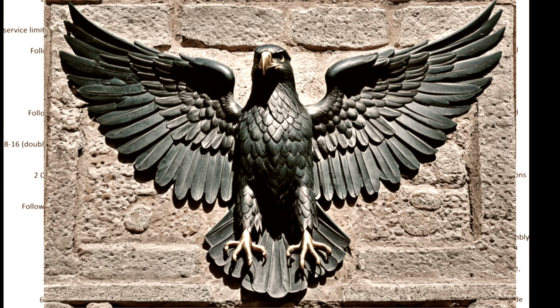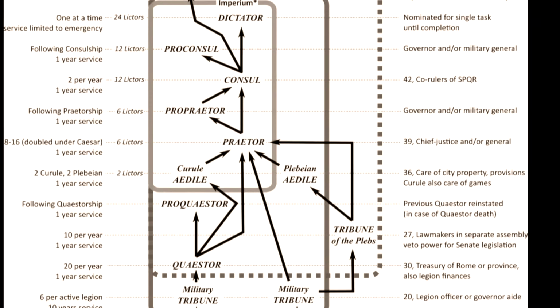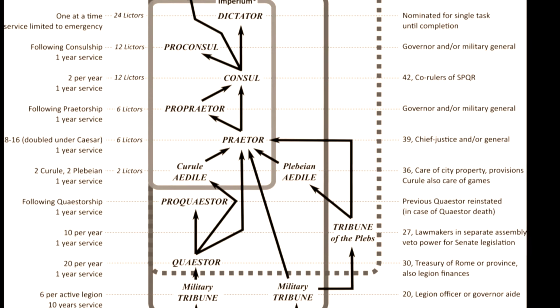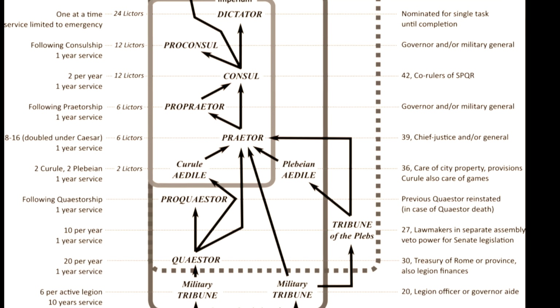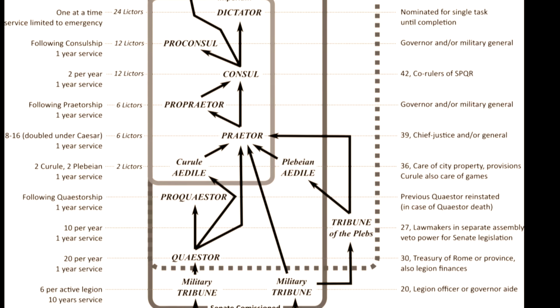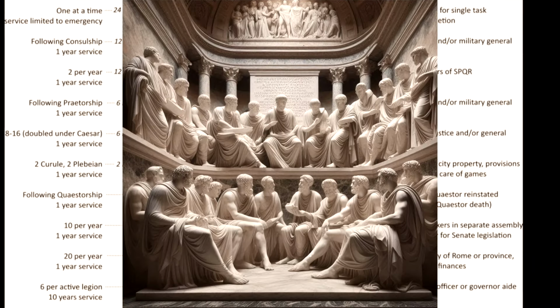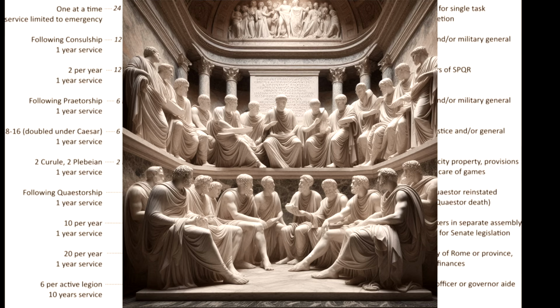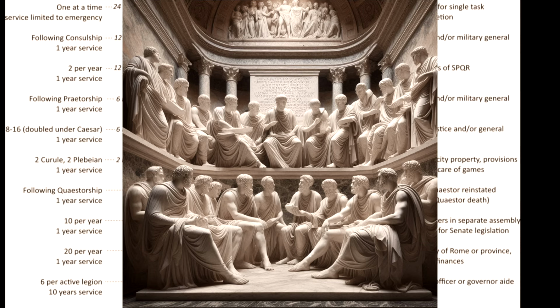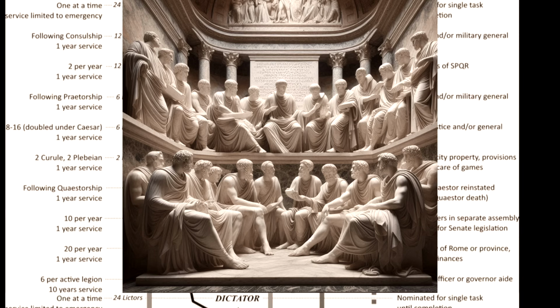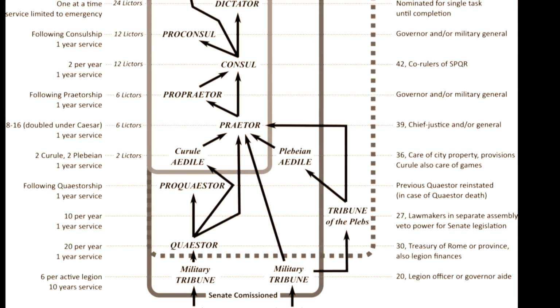Quaestors. The quaestors were responsible for managing the finances of the Roman Republic. They oversaw the collection of taxes and other sources of revenue, and they were responsible for disbursing money to other government officials. There were initially two quaestors, but this number was later increased to 20.